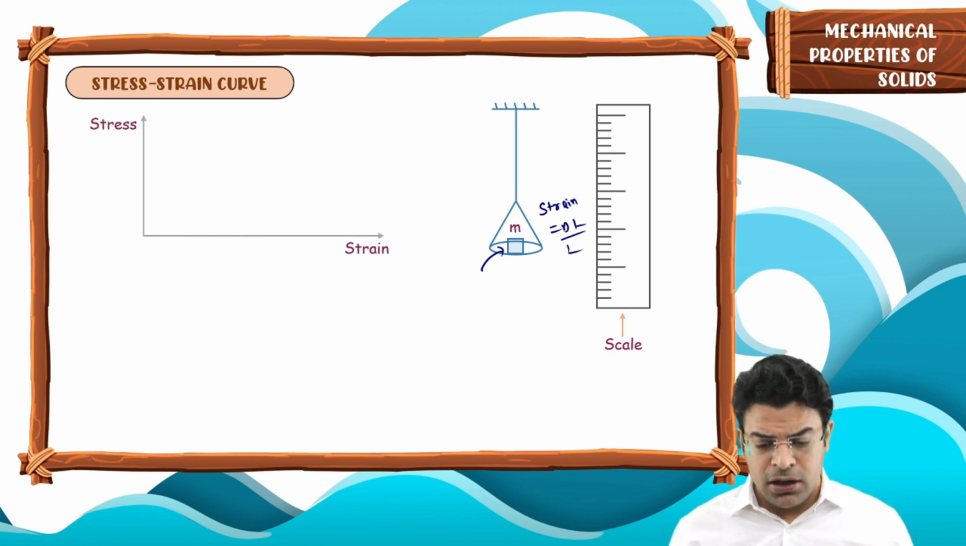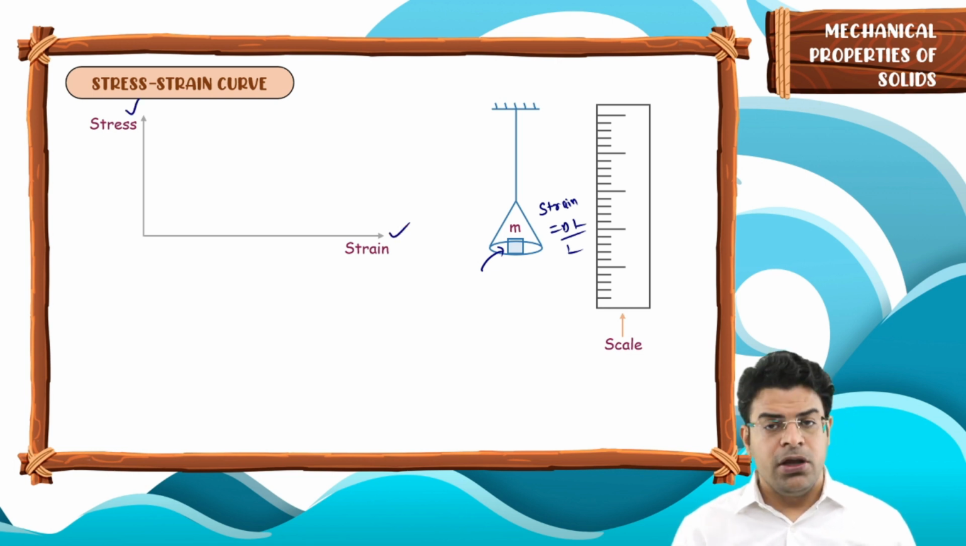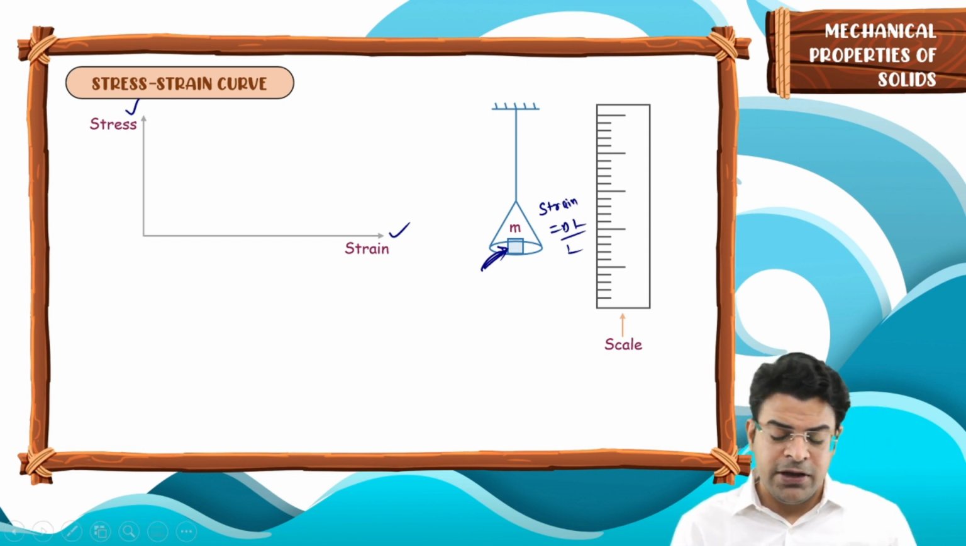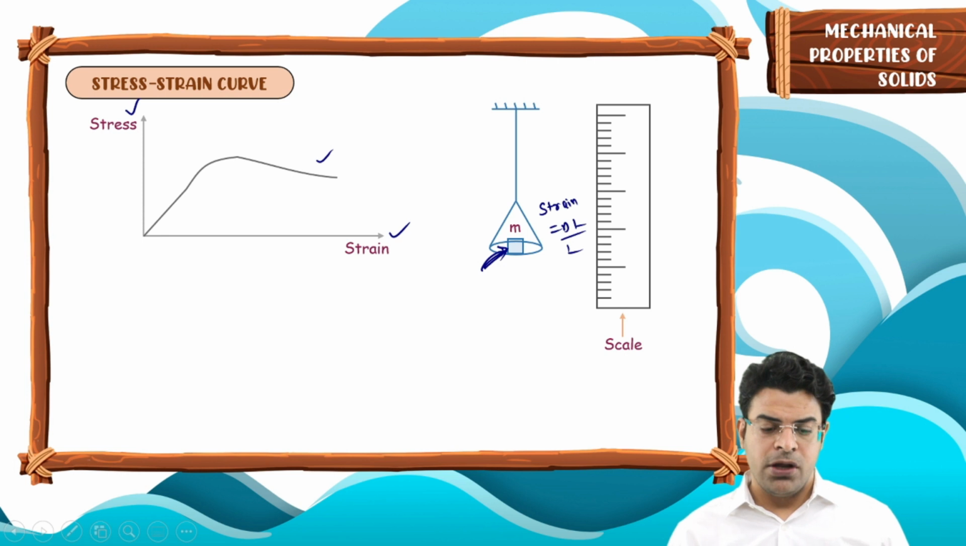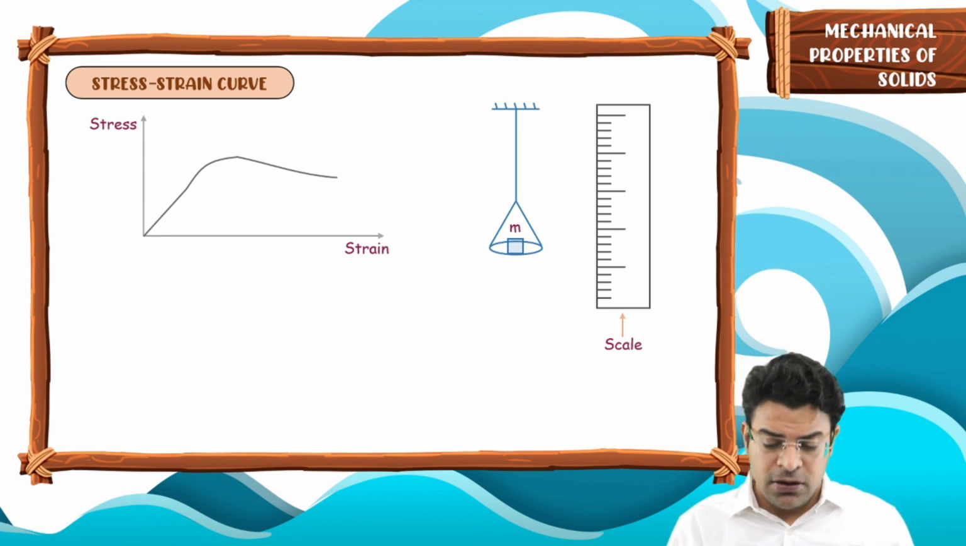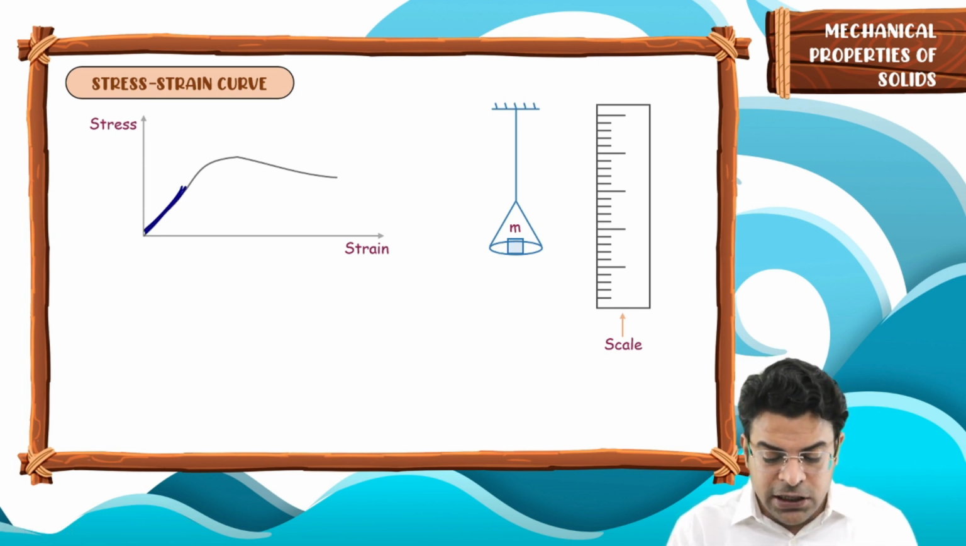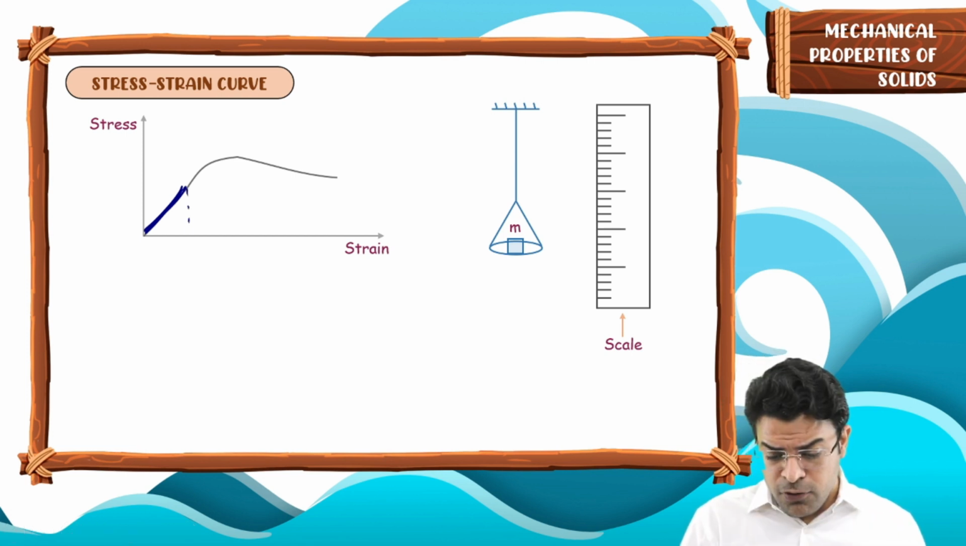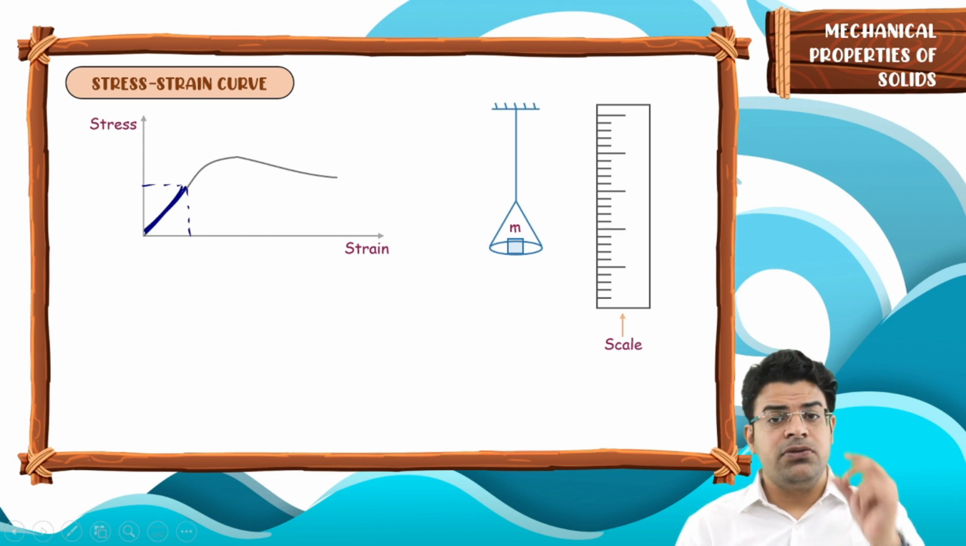If we plot a graph of stress versus strain utilizing the different values of stress and the different amounts of strain generated in the wire, we get a curve which looks something like this. You can notice that in this curve, for the initial part, we get a straight line. Why do we get the straight line? From Hooke's law. For small values of stress, the strain is directly proportional to stress.